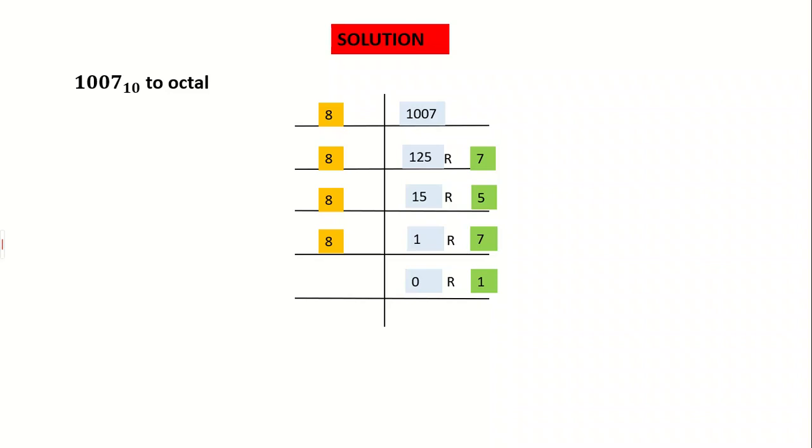The moment you obtain 0 at this end, you stop. Then to choose your answer, you read the remainders in green upward. You can see the way the arrow moves upward, meaning you take your reading upward. So it's going to be 1757, so you have 1757 base 8.